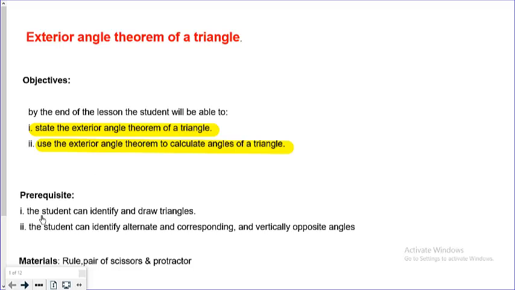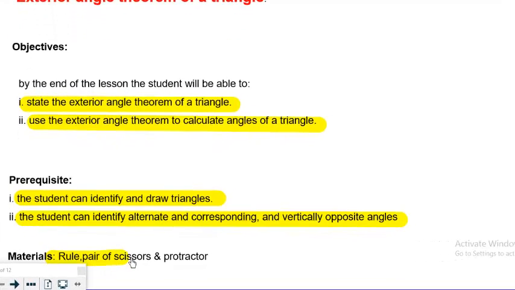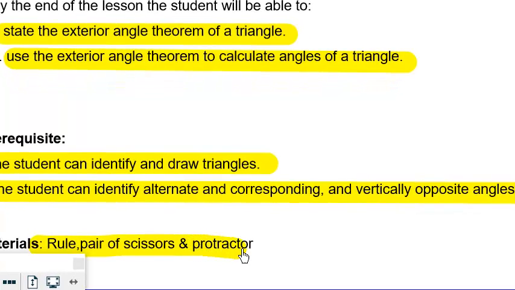The prerequisite is that the student should be able to identify and draw triangles. The student should also be able to identify alternate and corresponding angles and vertically opposite angles. And you need the following materials: a ruler, a pair of scissors, and a protractor.